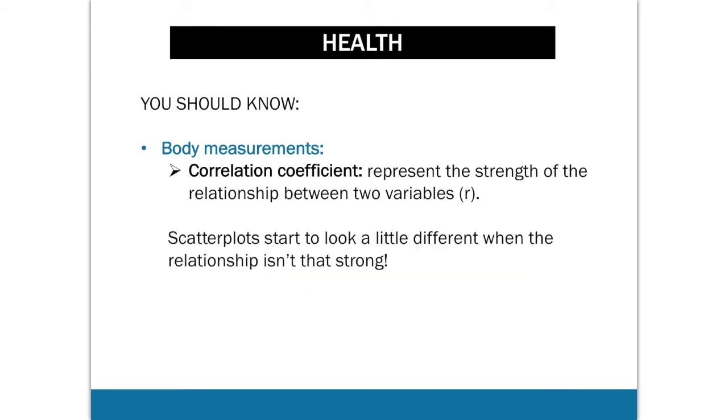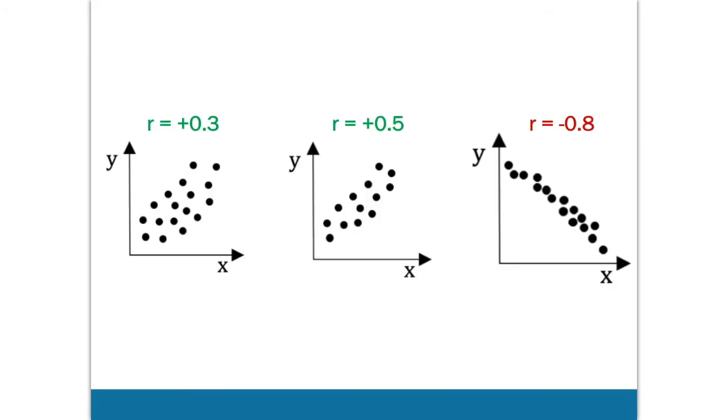So scatter plots start to look a little different when the relationship isn't that strong. As you can see here, when our correlation coefficient is 0.3, it's kind of spread out. 0.5, getting closer to 1, it's more straight, and the points on the scatter plot are closer together. But if we have -0.8, which is very close to -1, look how close all the variables are together. They're all together in a straight line, or nearly a straight line, because a straight line would be -1, and they're much closer together.